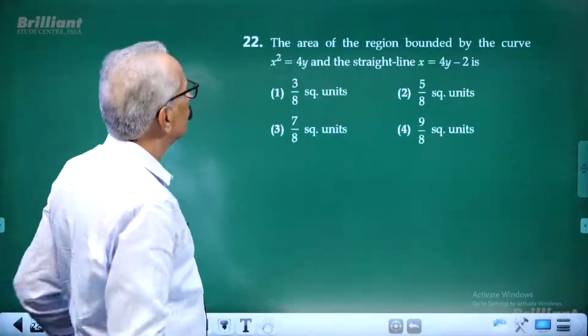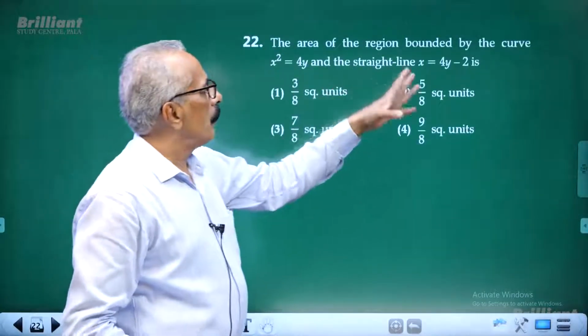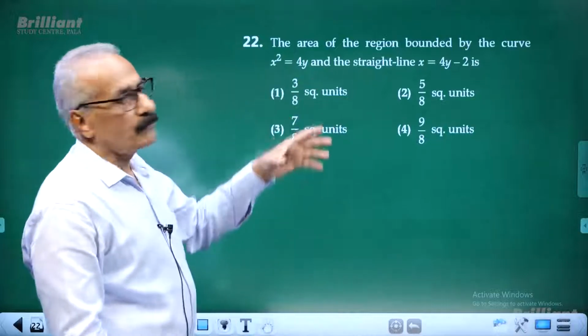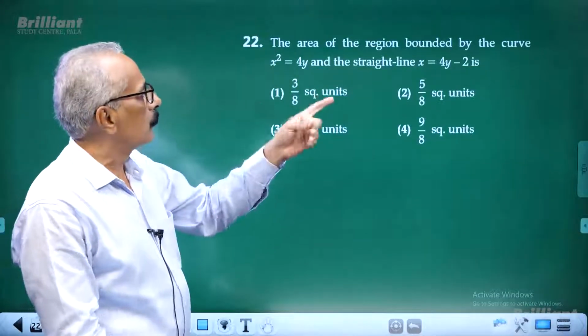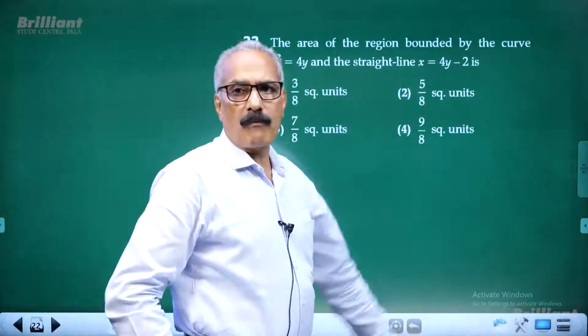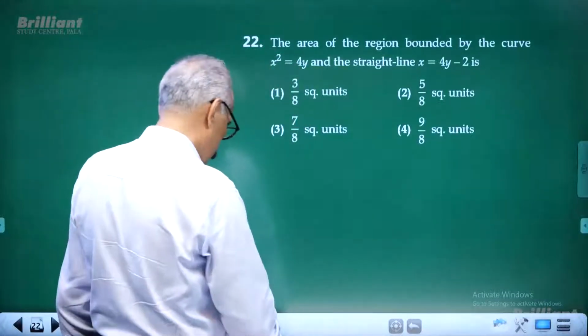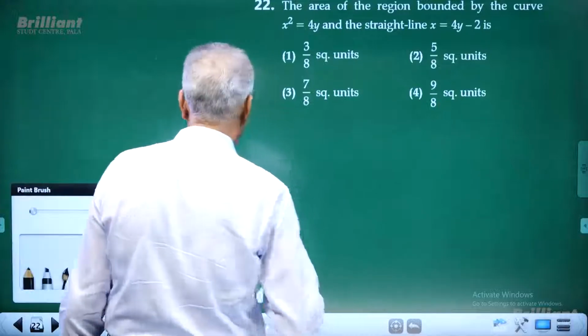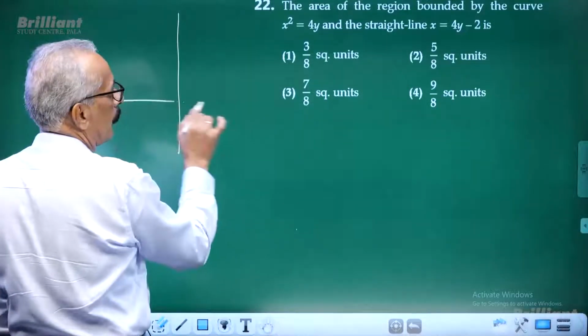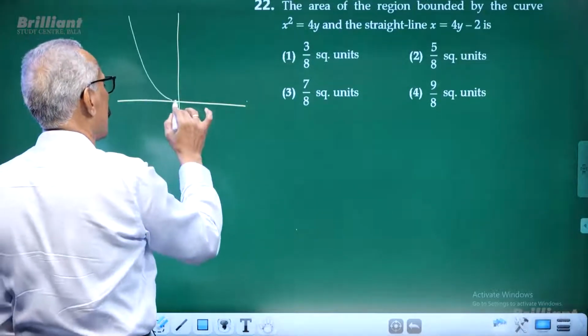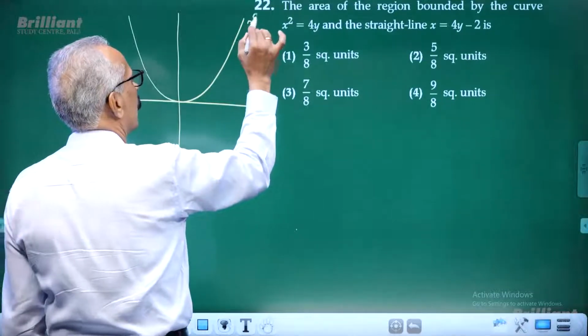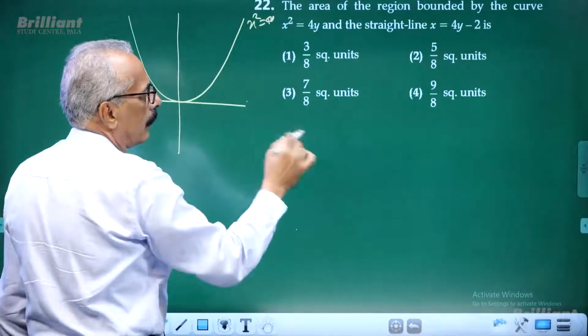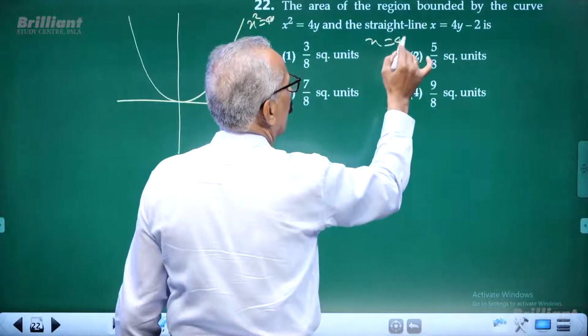On to the next. Area of the region bounded by the curve x square is equal to 4y, parabola opening upwards, and the straight line x equal to 4y minus 2. You can easily solve this. Okay. What's the graph? The x square is equal to 4y means parabola opening upwards. This is x square equal to 4y. Then x is equal to 4y minus 2.